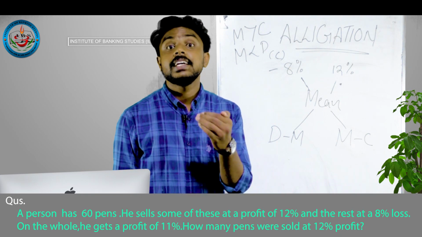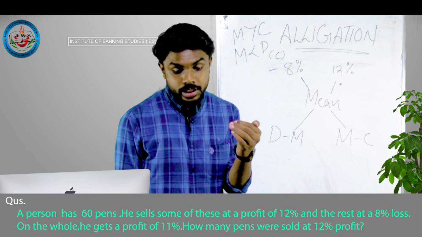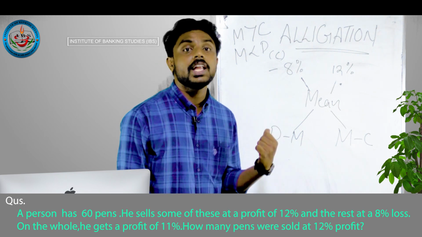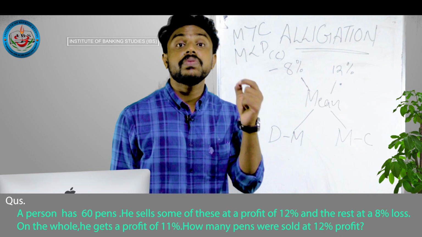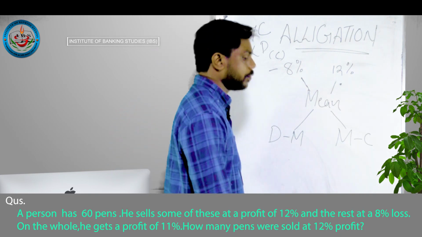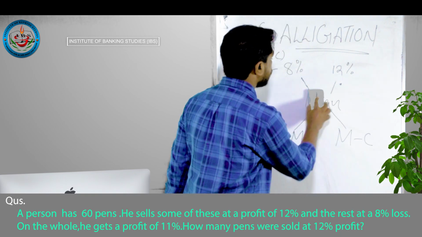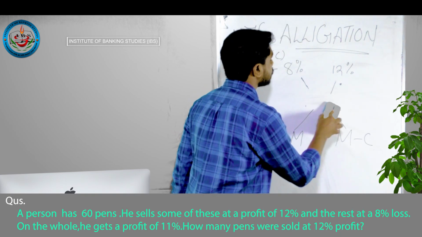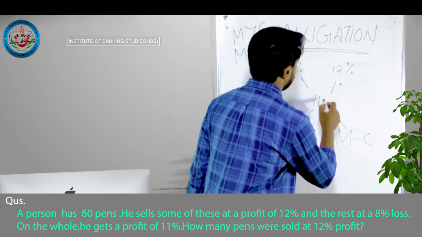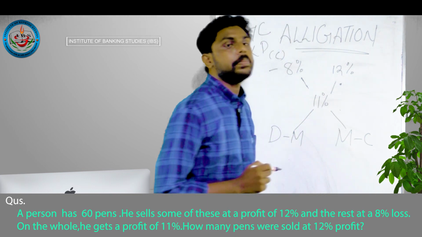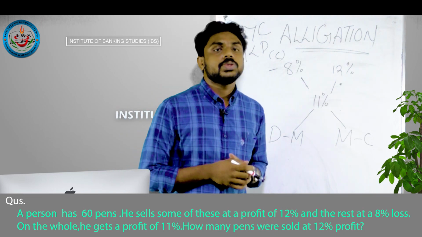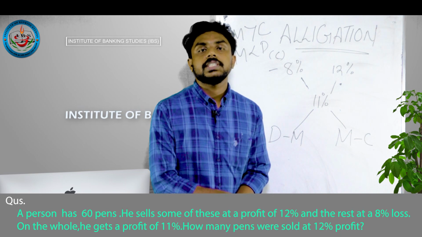It is 11% profit. So our mean value is 11% profit. Profit is always denoted with a positive sign. So what is our mean value? Our mean value is 11% of profit.